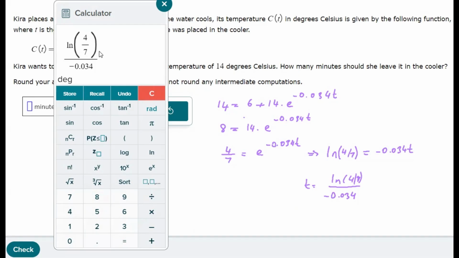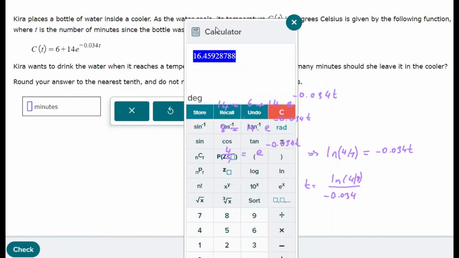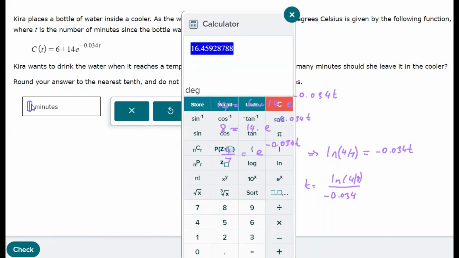You can ask yourself, is it really a negative number, without putting it into a calculator, and make a reasonable explanation for that. But that is actually a negative number. So when you divide by a negative, you get a positive, 16.5. We are looking for how many minutes, to the nearest 10th. So 16.5 minutes should be the time it takes for her to wait.